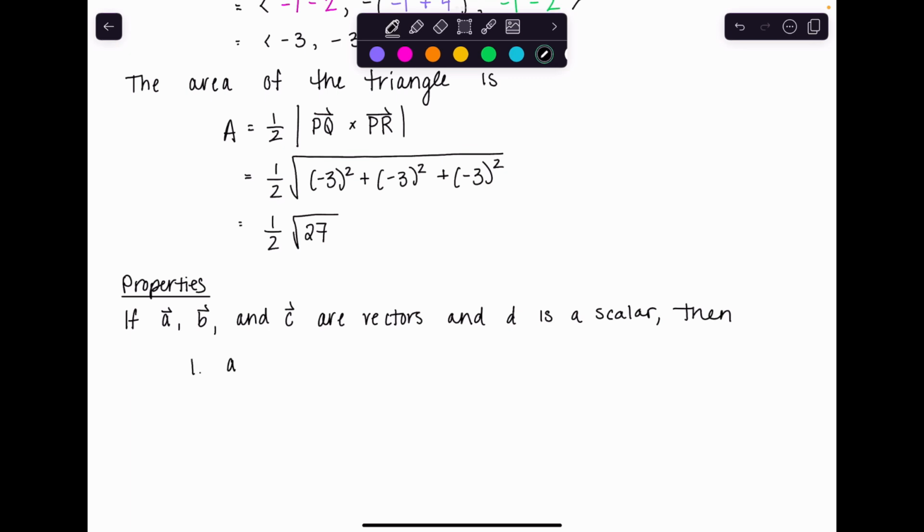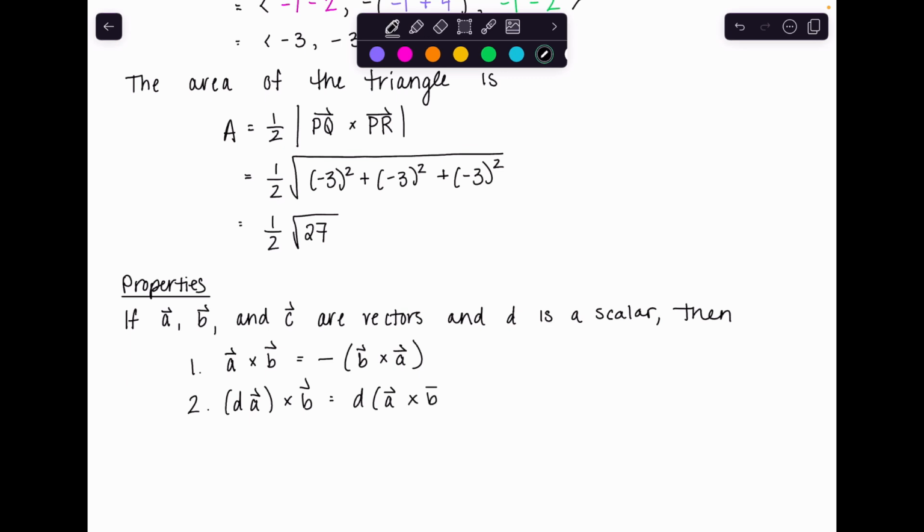First one is if you take A cross B, it's going to be the opposite sign of B cross A. If I want to do a scalar multiple times A and then cross product it with B, you can worry about the scalar multiple after you do the cross product. Or again, you can put the scalar multiple attached to the second vector instead, so it moves around.